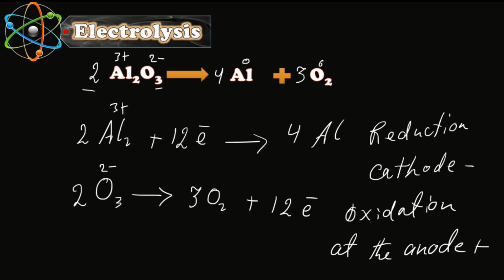And I hope that helped. That was helpful for you for understanding electrolysis and how to write the reactions at the cathode and at the anode, and how to determine the number of electrons gained or lost, and how to write the redox equations.